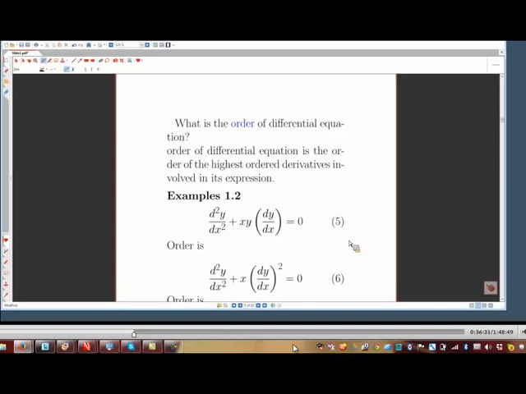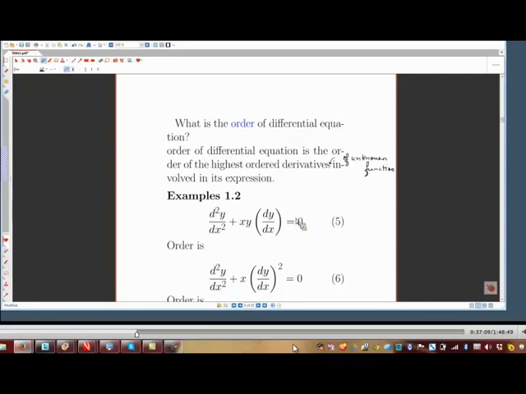So what is the order of a differential equation? The order of a differential equation is the order of the highest order derivative involved in its expression. So when you see this differential equation right here, the highest order derivative, and I should say here, of the unknown function. The highest order derivative of the unknown function involved in its expression. So what's the order of this differential equation?